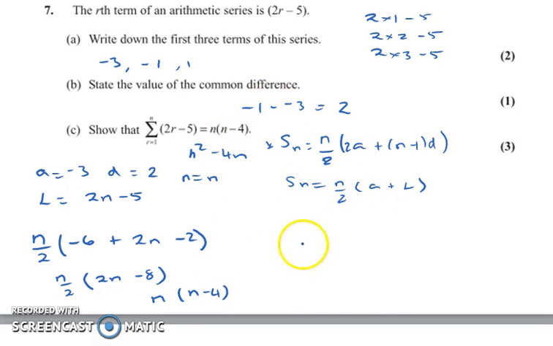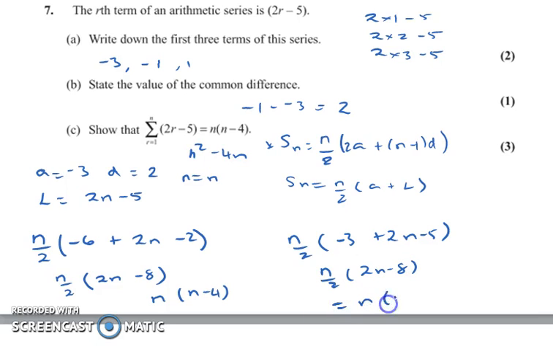If we use this one, we've got n over 2, first term, which is minus 3, and last term, which is 2n minus 5, which leaves us again with n over 2, 2n minus 8, which simplifies to n minus 4.